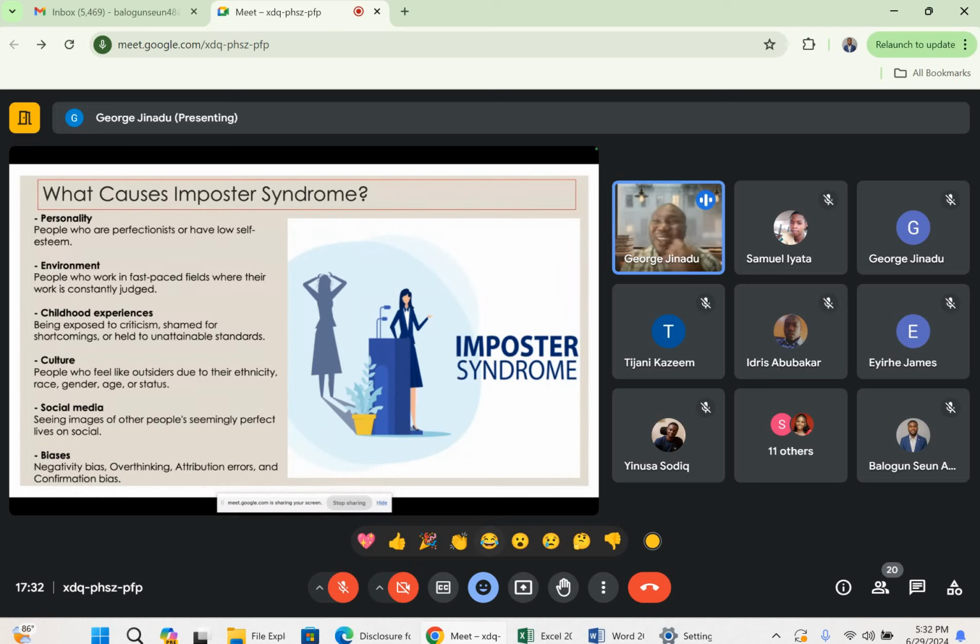Then overthinking. When something comes your way, you start to overthink. Those kinds of things also cause imposter syndrome. So now that we have a fair idea, there are tons of reasons that cause it, but these are some of the few I pointed out, because these are things that impact me personally, and I'm sure people I speak to from time to time mention them. I know it hits hard when you talk about these things. So how do we even manage it?